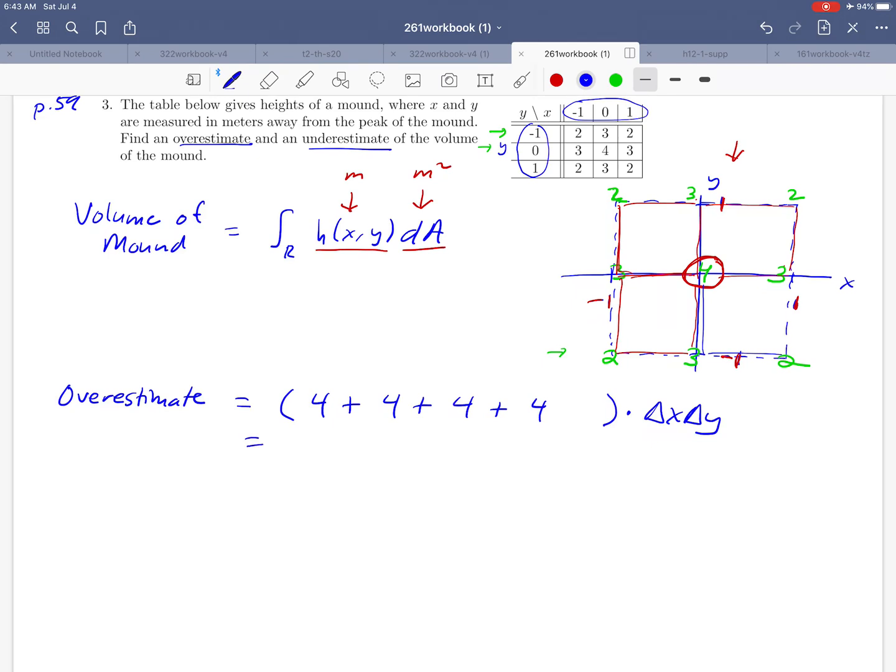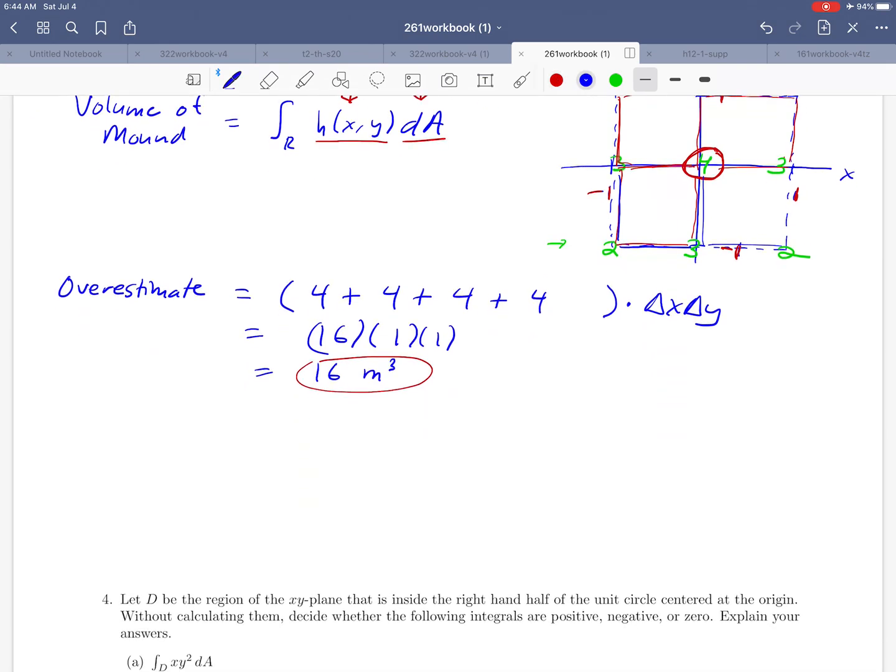So we're going to get 4 plus 4 plus 4 plus 4, that's 16, times delta x delta y, that's just the length and the width of each little subsquare. So we're going to get 1 for both of those. And so what we wind up with is just 16 cubic meters. There's our overestimate of our volume.